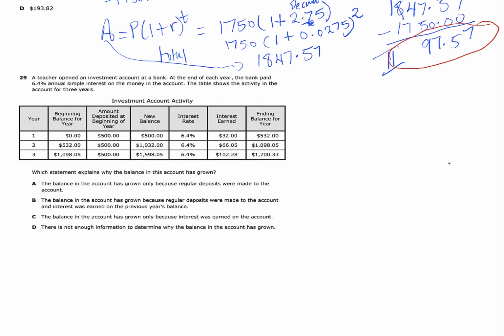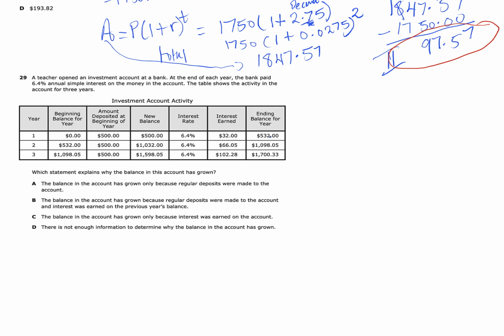Okay, finally, we have one of these interpretation problems. A teacher opened an investment account at a bank at the end of each year. The bank paid 6.4% annual interest on the money in the account. The table shows the activity in the account for 3 years. So notice year 1, the beginning balance was 0. The teacher then deposited $500. The new balance is $500. The interest rate is 6.4%. It earned $32 in interest. Therefore, at the end of the year, you have $532.